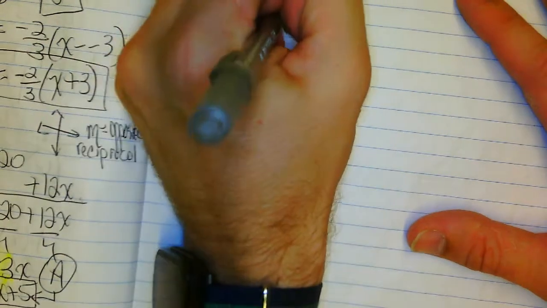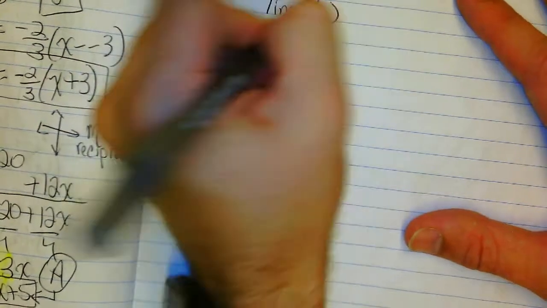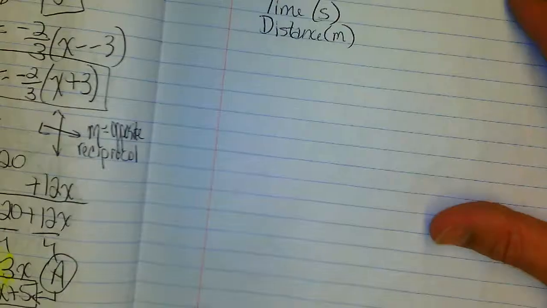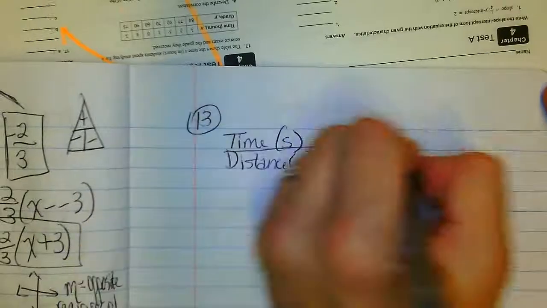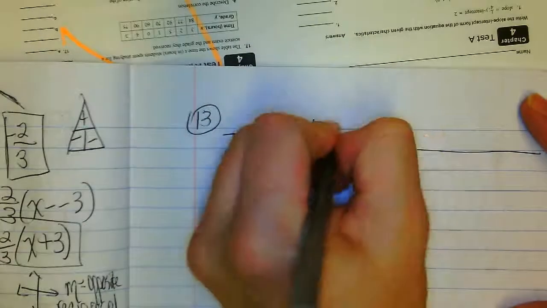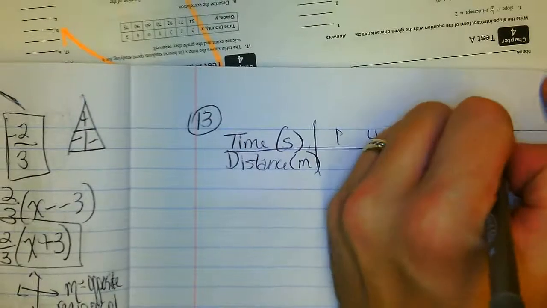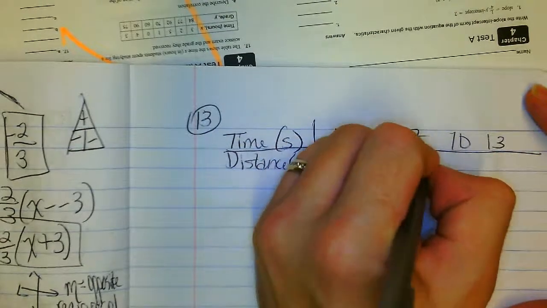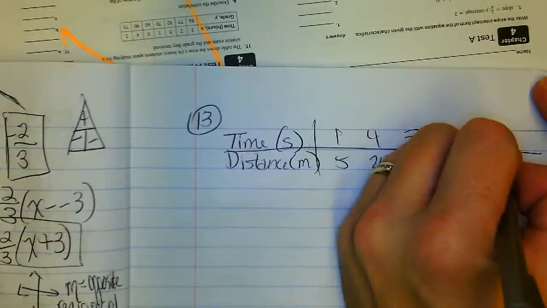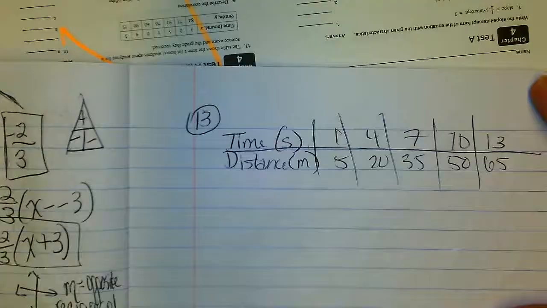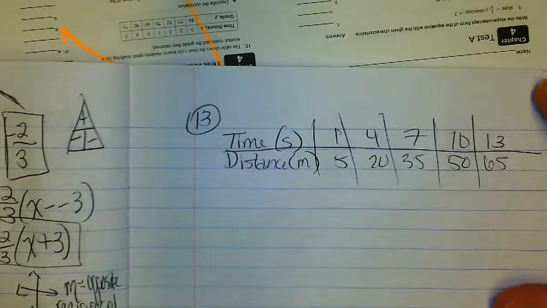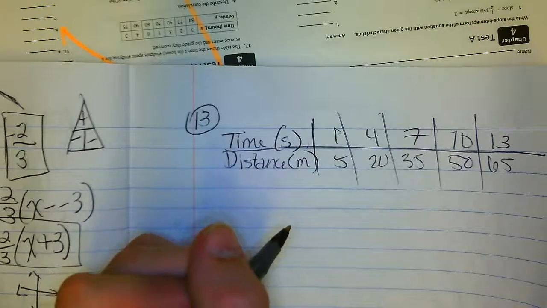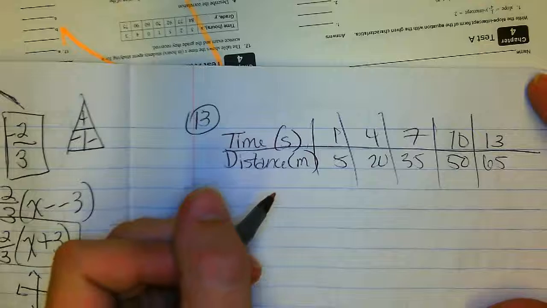Dice hora, oh no, segundos. En distancia. En miles. All right. En mi lista tengo 1, 4, 7, 10, 13. All right. 5, 20, 35, 50, 65. Ok, la pregunta dice, ¿es una línea? ¿Sí o no? Es una línea.